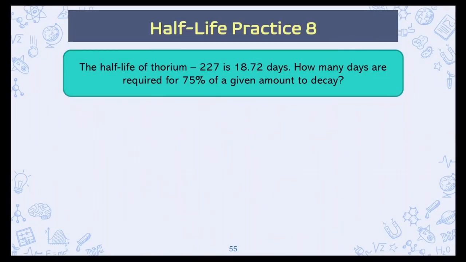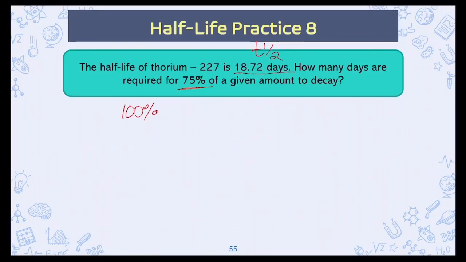The half-life of thorium-227 is 18.72 days, so we have the half-life given to us here. How many days are required for 75% of a given amount to decay? In this problem, we are not given a mass or an actual number of grams. Instead, we're given percentages. So let's just review to make sure we understand what these percentages actually mean. 100% will represent the initial mass or the total isotope sample. So 100% of it before any time has passed is radioactive.